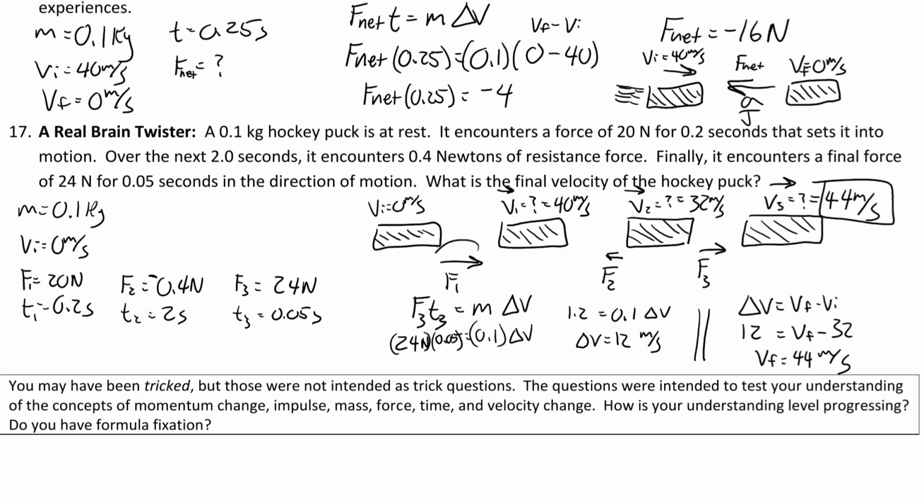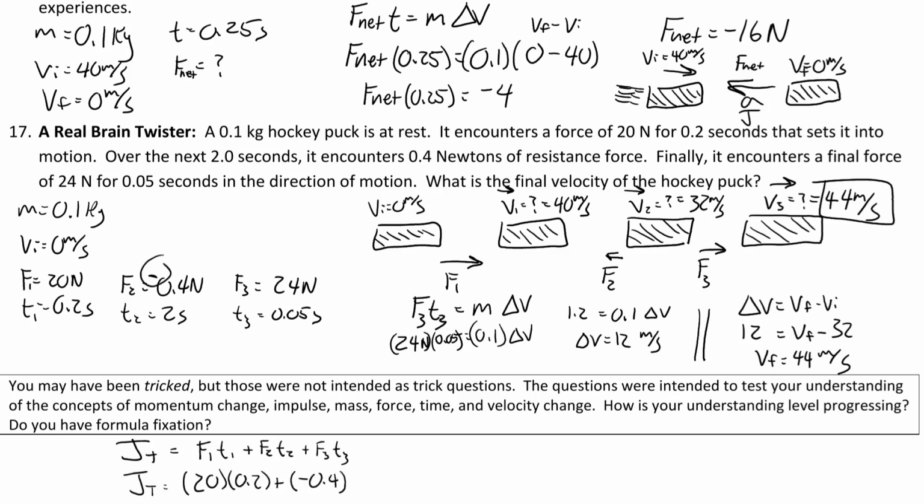All right, so for each of these forces, each force is causing an impulse. What if we were able to just find what is the total impulse? So that's equal to F1, T1 plus F2, T2 plus F3, T3. So the total impulse is equal to 20 times 0.2 plus negative 0.4.